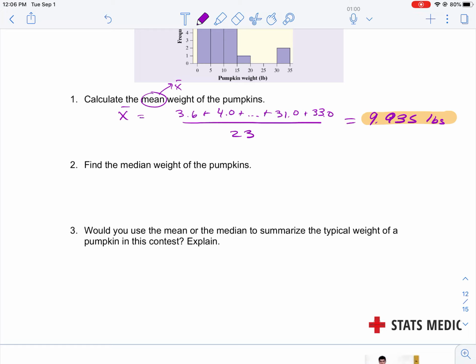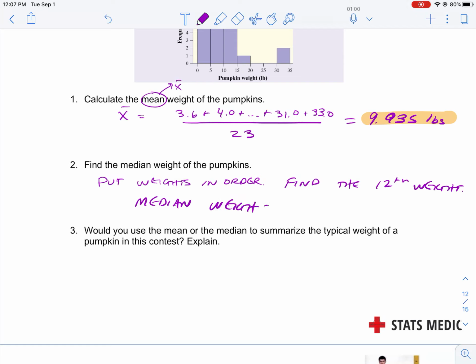To find the median weight of the pumpkins, obviously we would have to put the weights in order and find the 12th weight. Why the 12th weight? Well, that's going to be the middle one. So there's the cross-out method, right, where you'd cross out one from each end. Well, you can also do it mathematically, especially if you have a really large data set. The 12th weight would be the middle. So in this case, the median weight would be equal to 6.6 pounds.